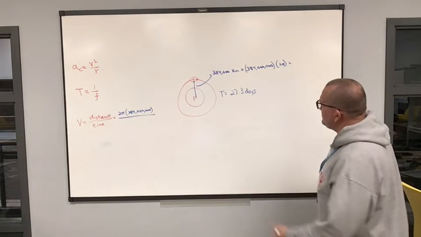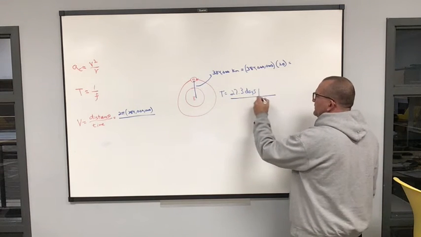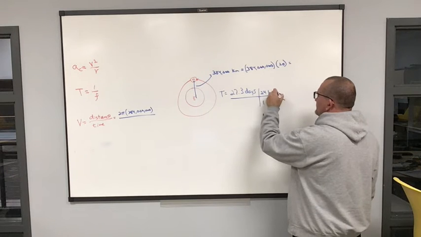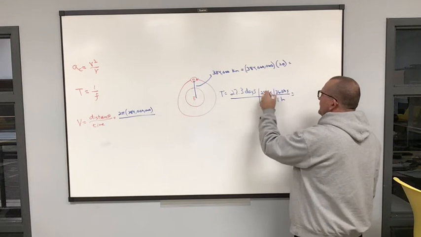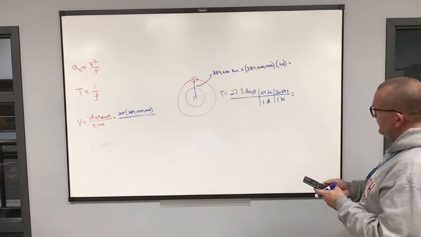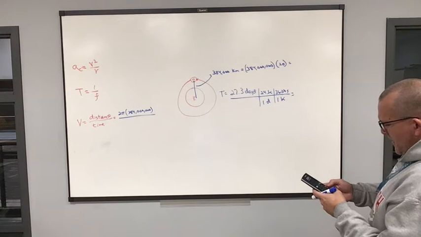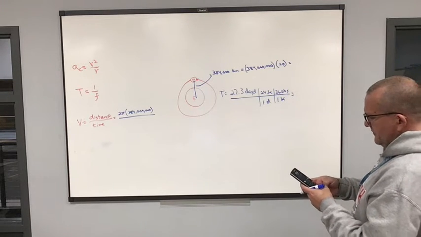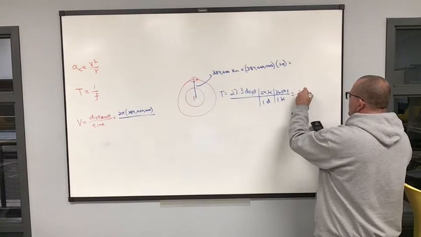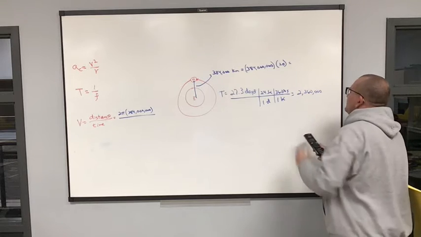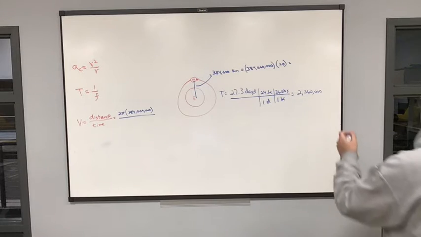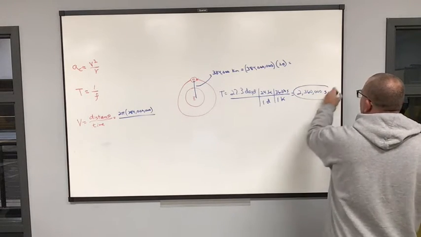Now my time has to be in seconds, so I'm in days, and we just do some conversions. 1 day, 24 hours, 1 hour has 3,600 seconds. And so my calculation is 27.3 times 24 times 3,600 equals, and I'm going to round this to 2,360,000 seconds. That's a lot of seconds, all right? So I got my time in seconds.